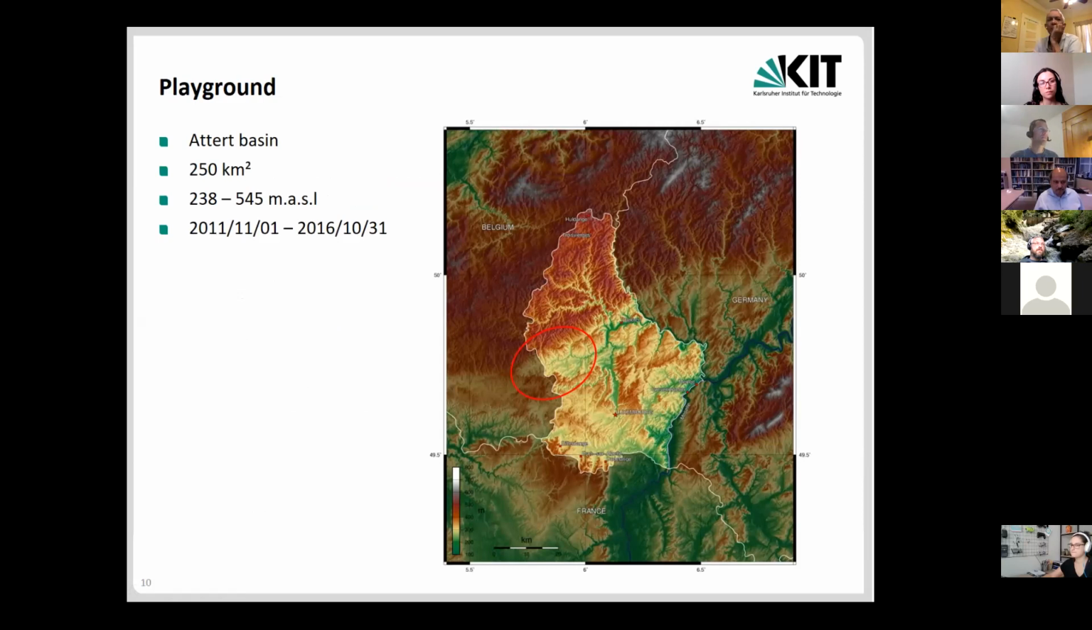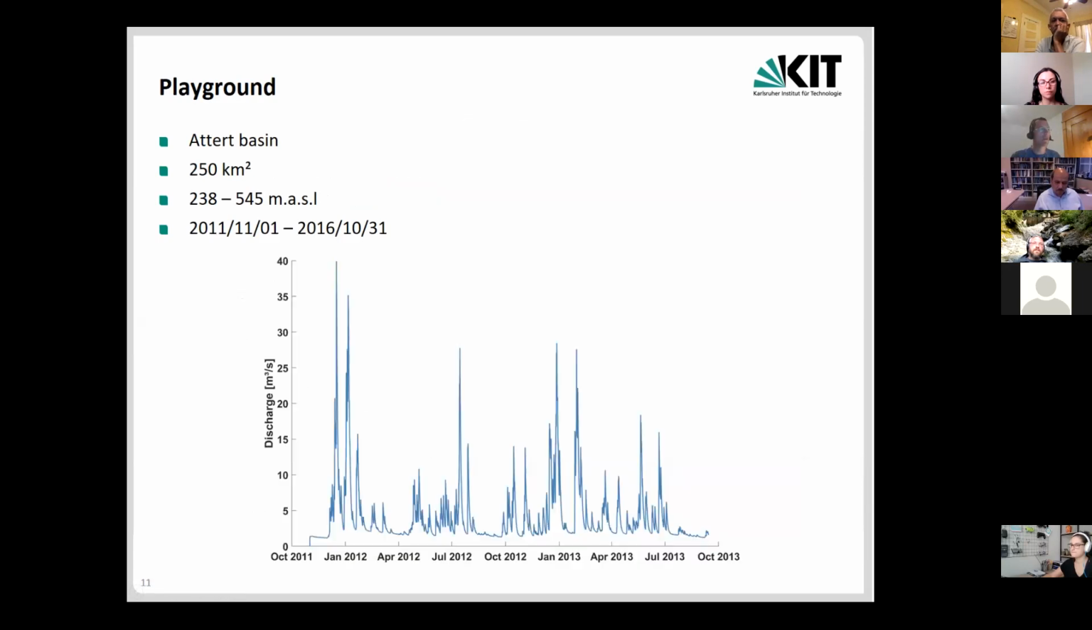My playground, still coming from the chaos research group that we had from 2011 to 2019, is the Attert Basin in Western Luxembourg. It's 250 square kilometers in size. And it's a typical midland catchment with some snow influence and quite pronounced floods.